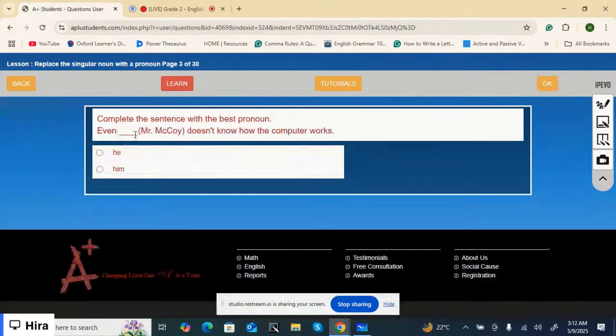Even blank doesn't know how the computer works. Well, the noun that we have is Mr. McCoy. Mr. McCoy is the name of a person. Which pronoun can be used here? He or him? Even he doesn't know how the computer works, or him doesn't know how the computer works.